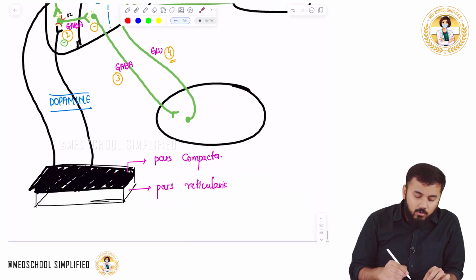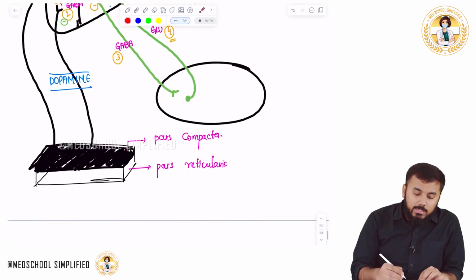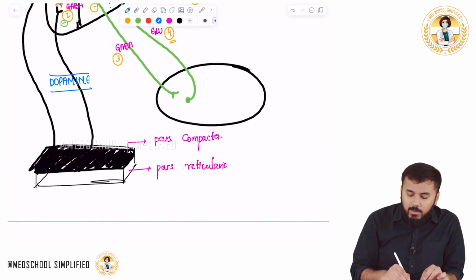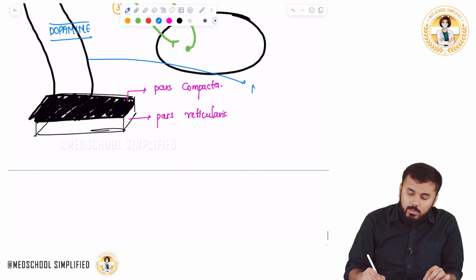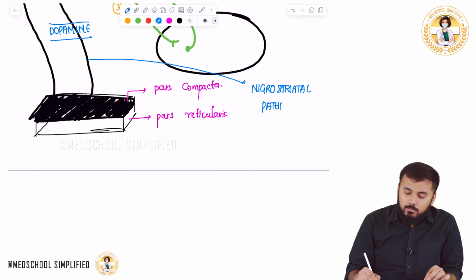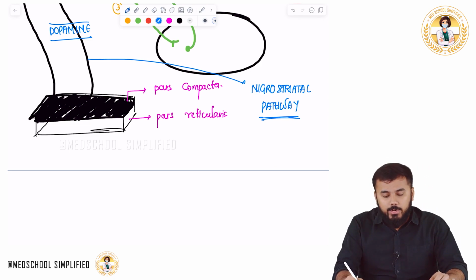Okay. This pathway, whatever we have discussed over here, is called as nigrostriatal pathway. So this pathway over here is called as your nigrostriatal pathway.